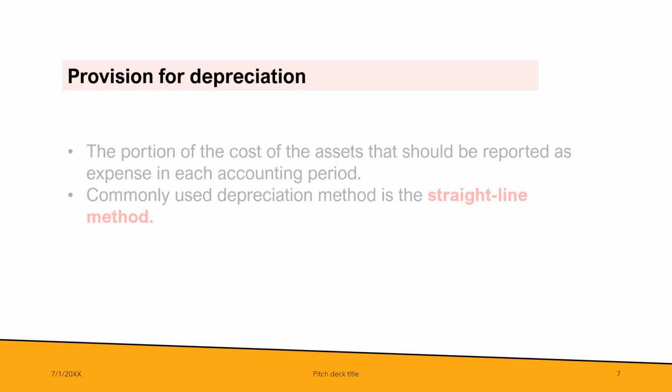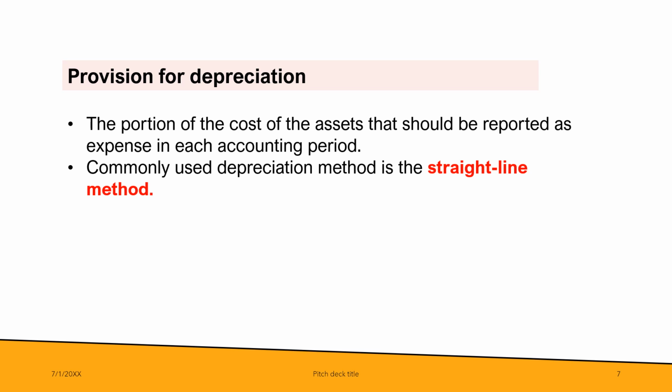Let us discuss the first adjusting entry, and this is about provision for depreciation. What is depreciation? This is the portion of the cost of the assets that should be reported as expense in each accounting period. When an entity acquires long-lived assets, or those assets which are to be used for more than 1 year, like buildings, service vehicles, equipment, computers, office furniture and fixtures, etc., the entity should allocate the cost over its estimated useful life.